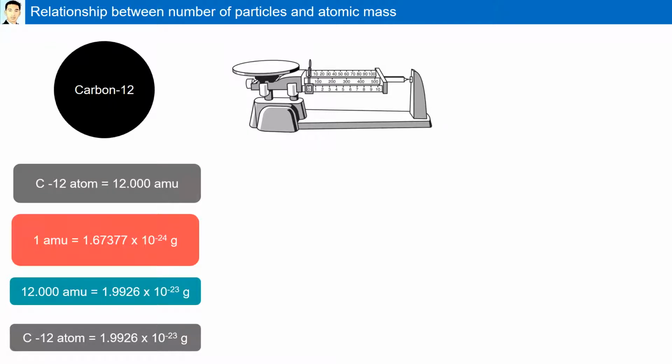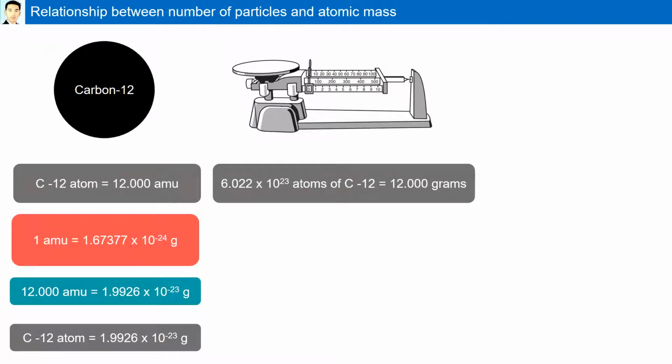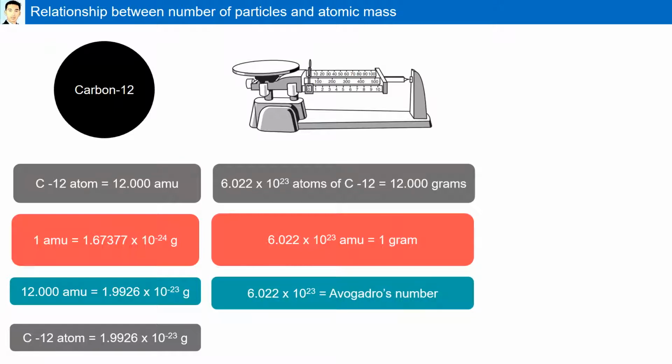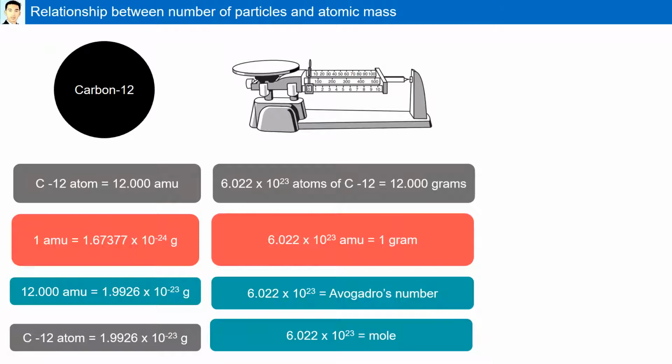Now, to weigh that amount of that atom, it would be extremely difficult. So instead, we need to use something more tangible. So multiplying by this number, 6.022 times 10 to the 23rd, that amount of atoms weighs 12 grams. That magical number, 6.022 times 10 to the 23rd AMU is equivalent to 1 gram. It's a conversion factor. This magical number is also known as Avogadro's number, or the mole. Therefore, 1 mole of carbon atoms would have a mass of 12.000 grams.